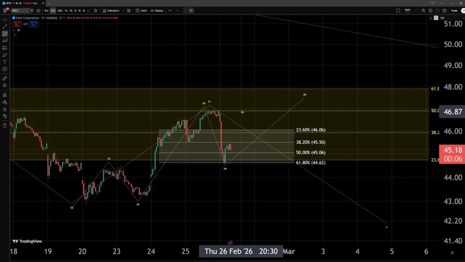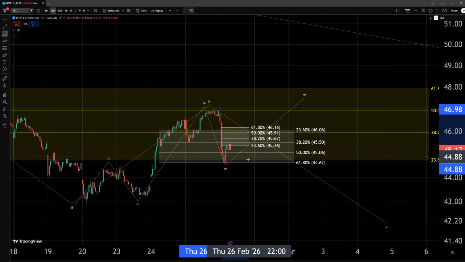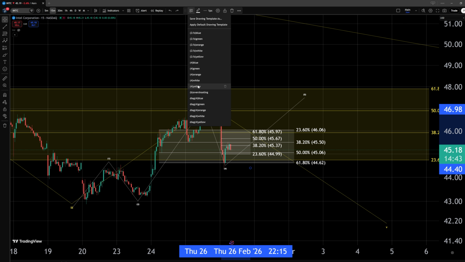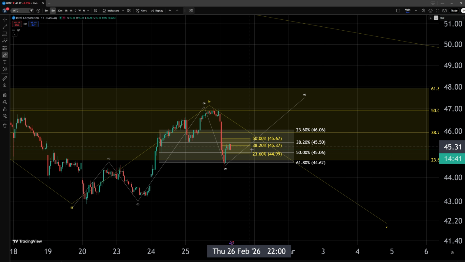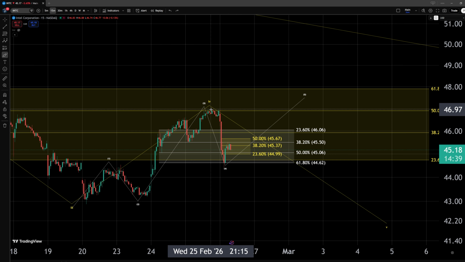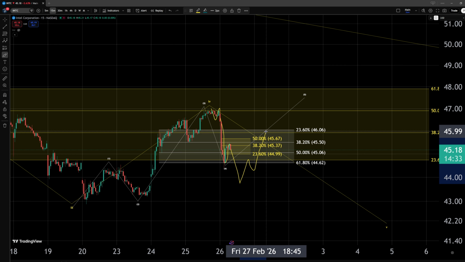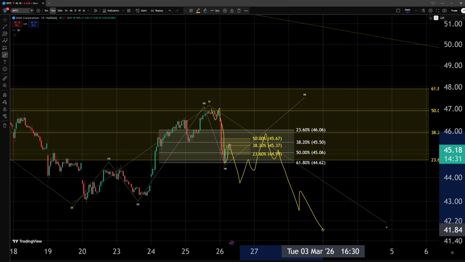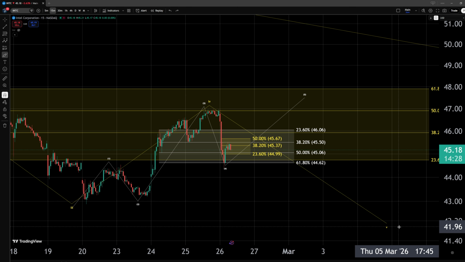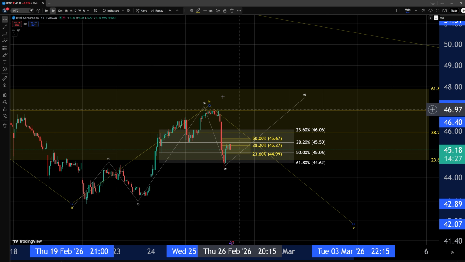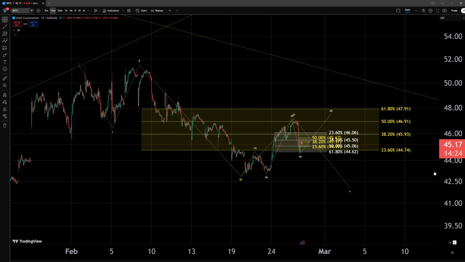Now, the area of resistance I am tracking for a potential initial 5-wave move to the downside would be here up to the 50% retracement. If we form the next wave to the downside within this area, we would instead have an initial 5-wave pattern to the downside that would suggest after a 3-wave correction, we would be looking for at least another 5-wave move to the downside.